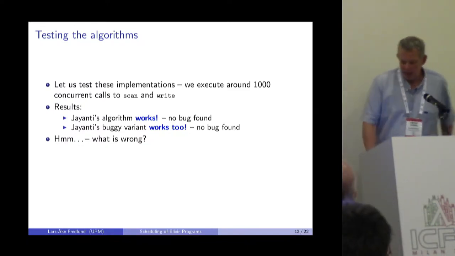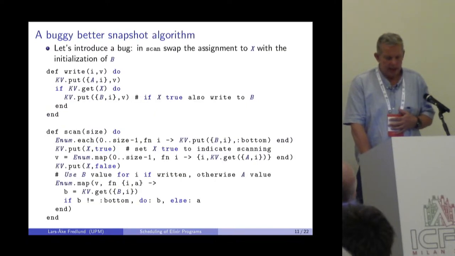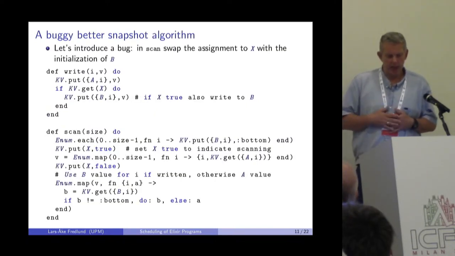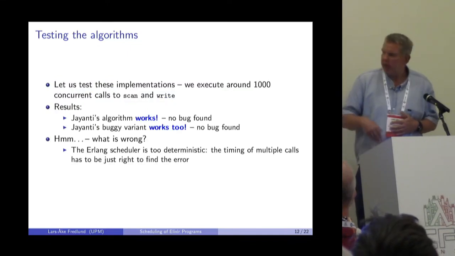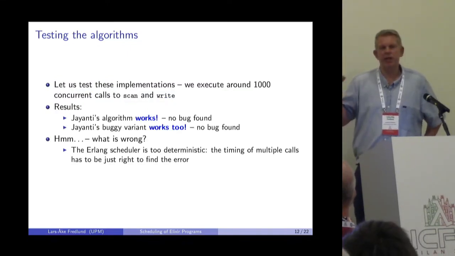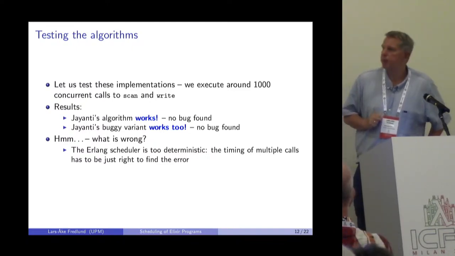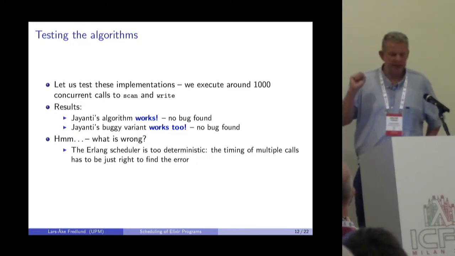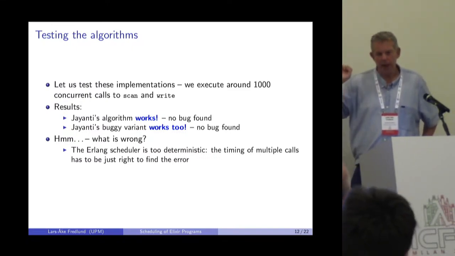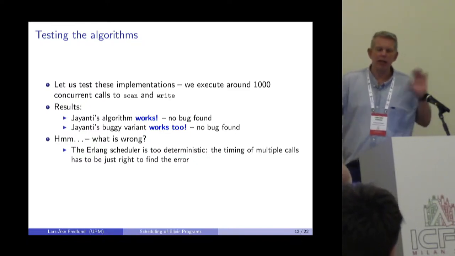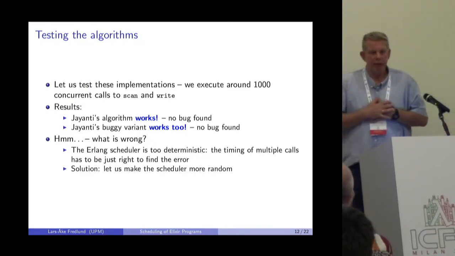So what is wrong? This is a classical problem: the state space of this program is not too small, and the timing has to be pretty precise to actually find the bug. It's not so easy to find. In practice, the Erlang scheduler is just too deterministic. It makes deterministic choices that are not conducive to finding this bug, except in very strange circumstances. If you are lucky, maybe you can find it. So what is the solution? Let's try to make the scheduler more random.